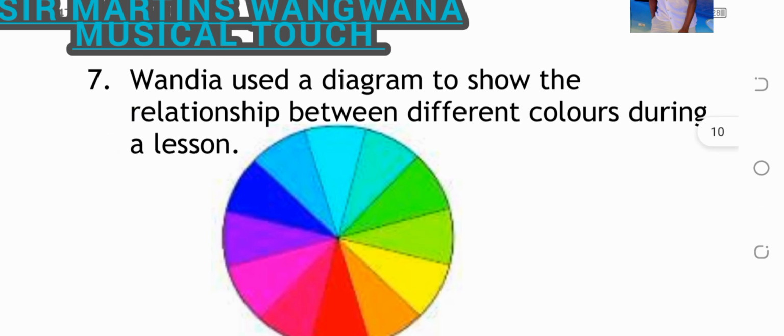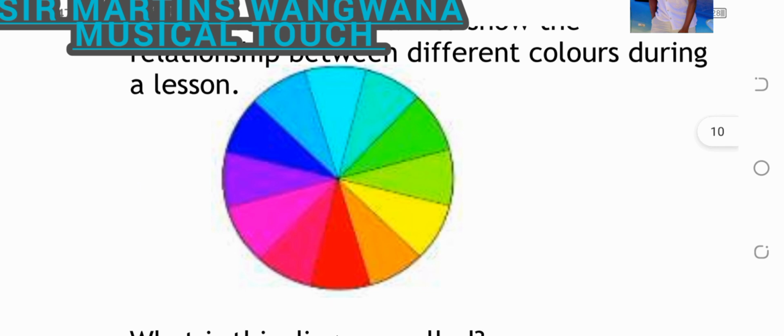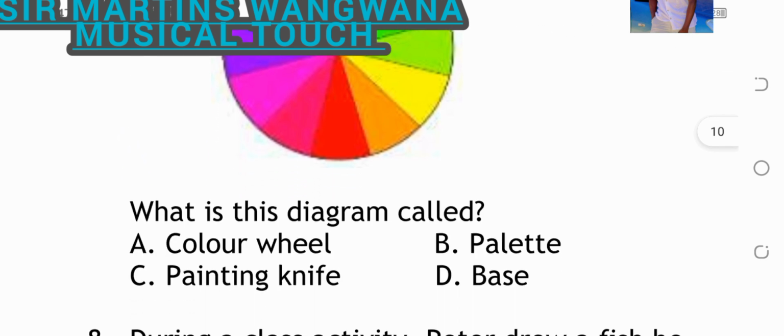Then we have number 7 says, Wandia used a diagram to show the relationship between different colors during a lesson. So this one is known as a color wheel. What is the diagram called? Of course, I have already given you the name, the color wheel. The correct answer is A.